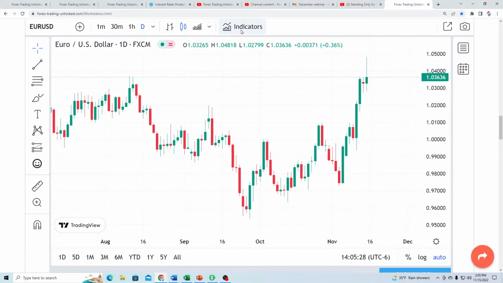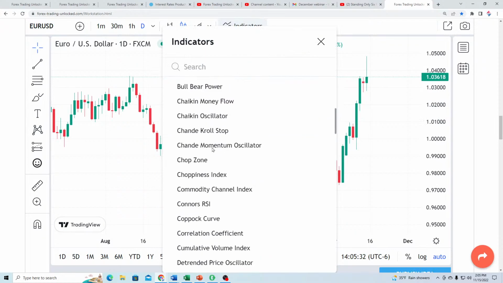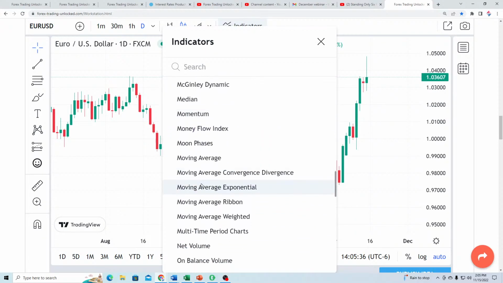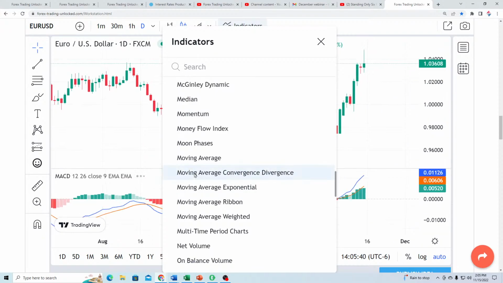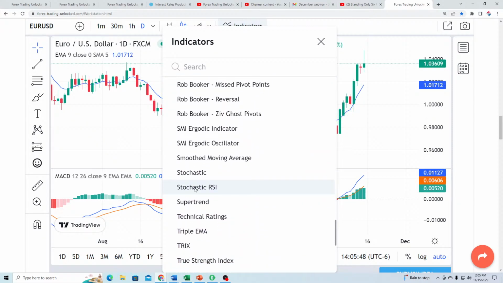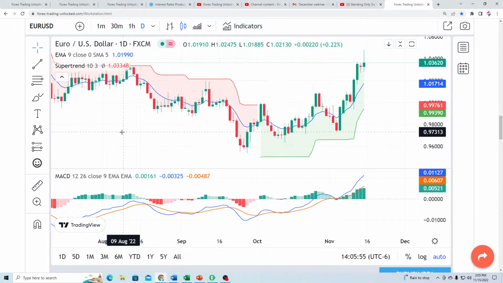You're going to go to the indicator tab and click on it. Now you're going to scroll down, okay, and you're going to keep going down until you hit moving average convergence divergence and choose this indicator. Below that, you're going to click on the moving average exponential, okay? And lastly, you're going to scroll down a little bit longer, further down, and you're going to click on the Supertrend Indicator.